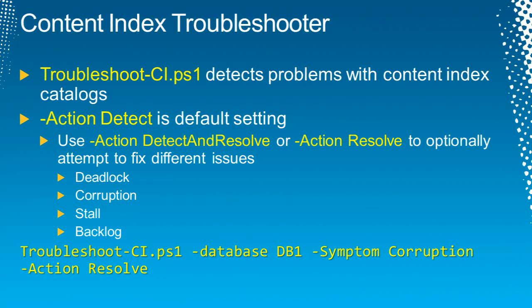Okay, so there's an example command, Troubleshoot-CI. You give it the database name, the symptom that you want to look for. And in this case, I've got the action set to resolve. So if it does find corruption for the index for DB1, it will go ahead and fix that up for me. And in some cases, fixing that up simply means throwing away the index and starting with a fresh one. Okay.